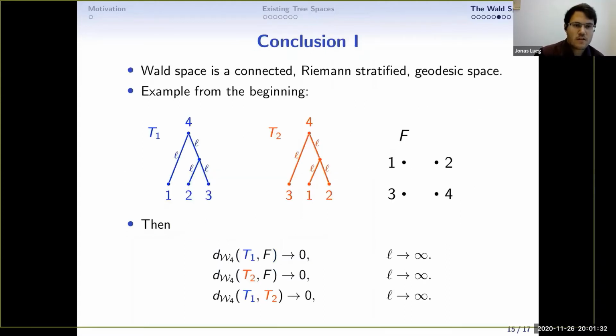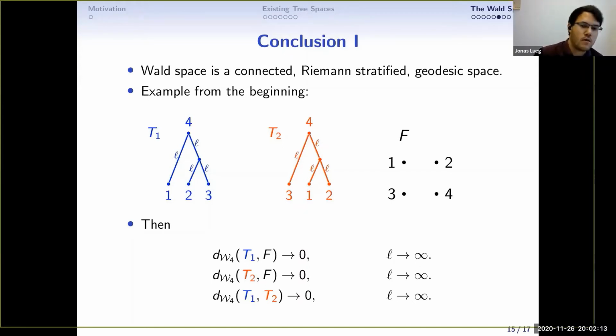So what comes out of this is a connected Riemann stratified and geodesic space, where connected means I can connect each 2 points in the space by a continuous path. Riemann stratified is, as I already explained for the BHV space, a union of manifolds that can have different dimensions, where each manifold carries a Riemannian metric and they are compatible along their common boundaries. Geodesic space means between each 2 points we have at least one connecting geodesic. Does not necessarily mean it's unique.